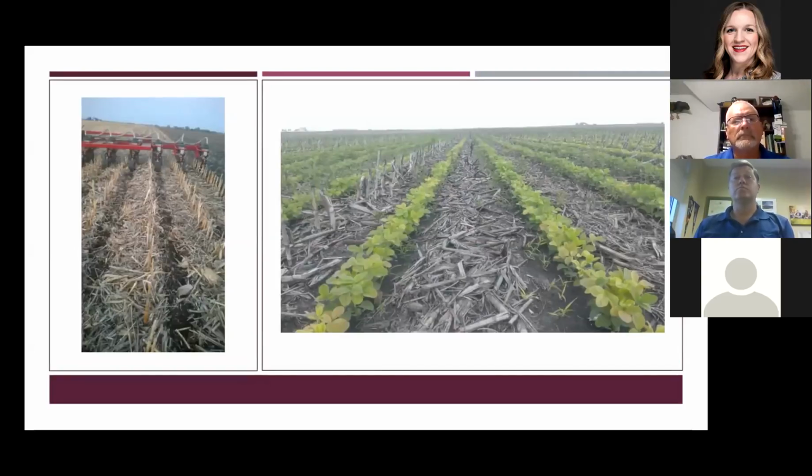And what we found was that there was no difference between the two. So this was a pretty easy change for us, not having to do tillage ahead of soybeans. It saved us a lot of time and money, and it didn't change our yield at all. It was a pretty easy switch. So that was one of the first big changes.